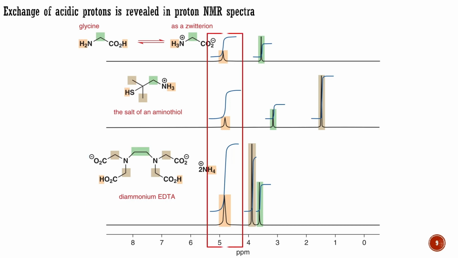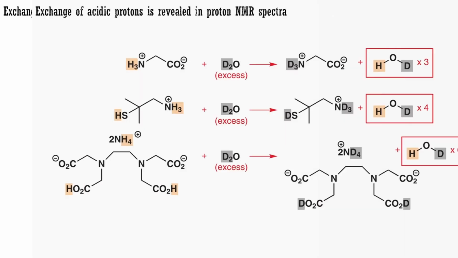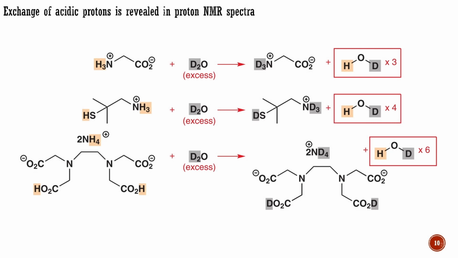The best clue to why this is so comes from the strange coincidence of the chemical shifts of the OH, NH, and SH protons in these molecules. They are all the same within experimental error: 4.9 ppm for glycine, 4.8 ppm for the aminothiol, and 4.8 ppm for EDTA. In fact, all correspond to the same species, semi-heavy water or monodeuterated water.